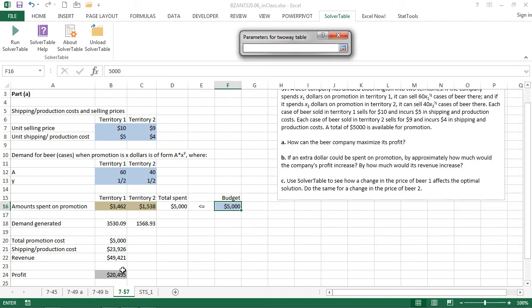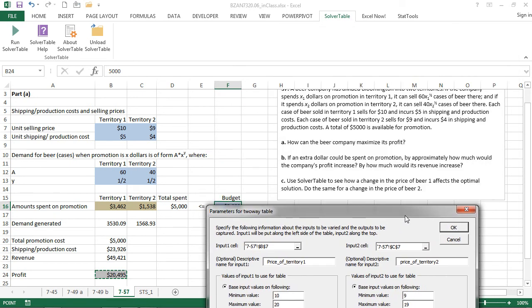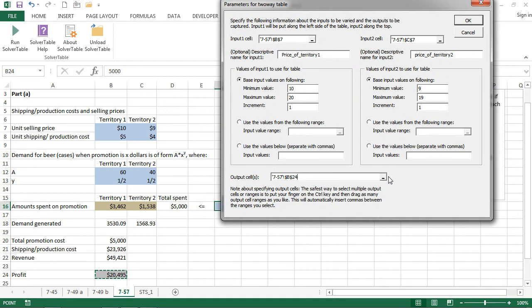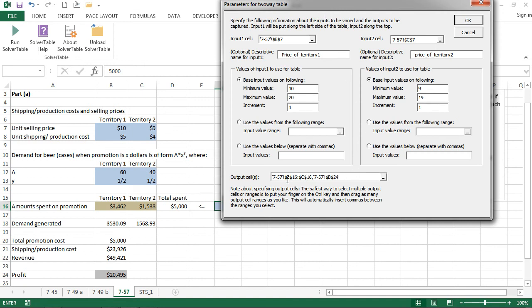And again, for the output cells, let's just choose profit just to make it easy to interpret for now. Okay? Is that what it says, by the way? Well, it says affects the optimal solution. So let's go back and also I'm going to choose the amount spent on promotion. Okay. So what I did there was I chose B16 and C16, which is the amount spent on promotion, and then I also chose B24, which is the profit.